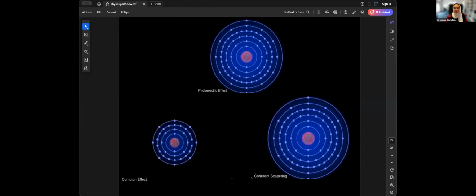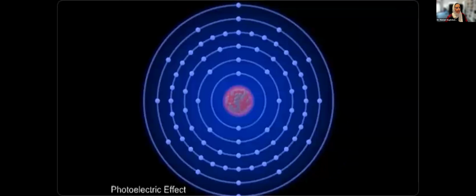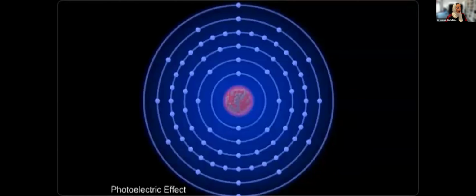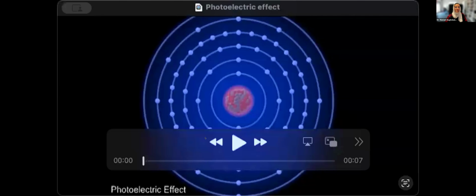All right, here we go. So I'm going to put up the photoelectric effect, and I will change my sharing to the photoelectric effect. Here we go. Okay, share. All right, if you can see it, give me a thumbs up. All right, perfect.